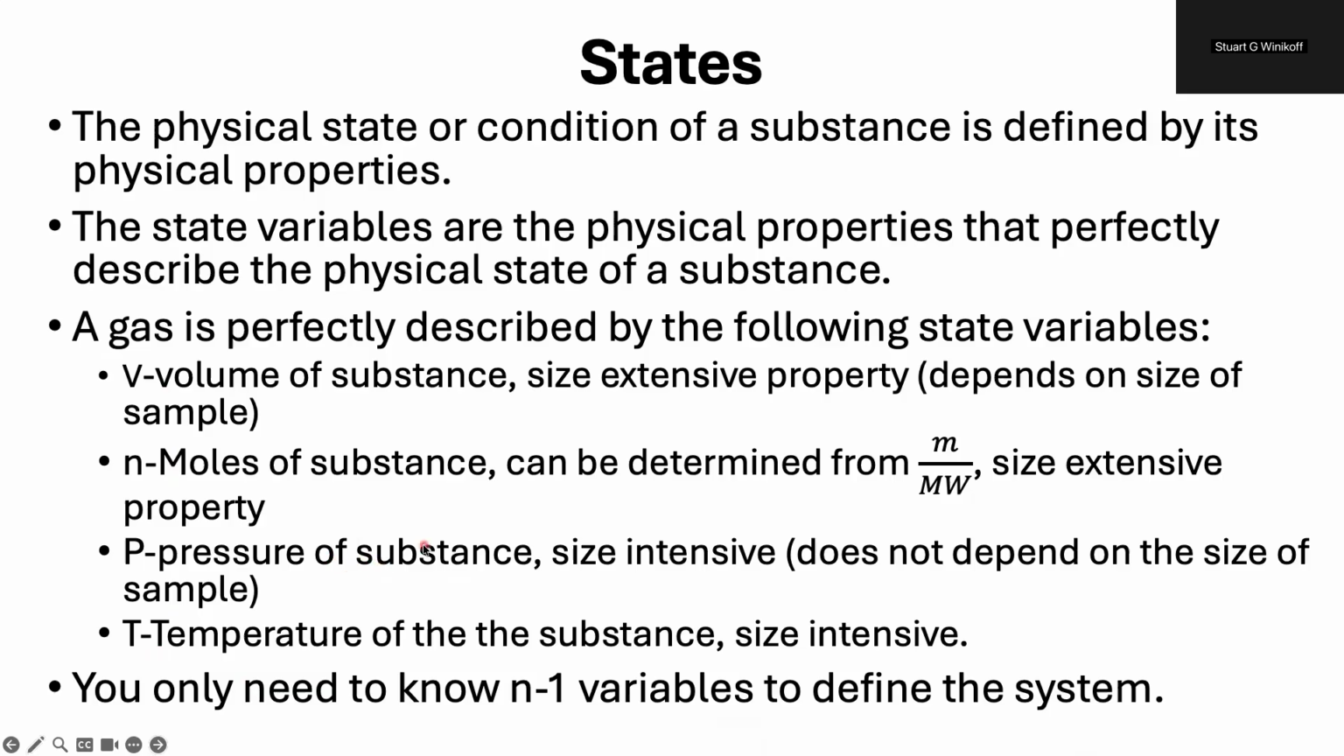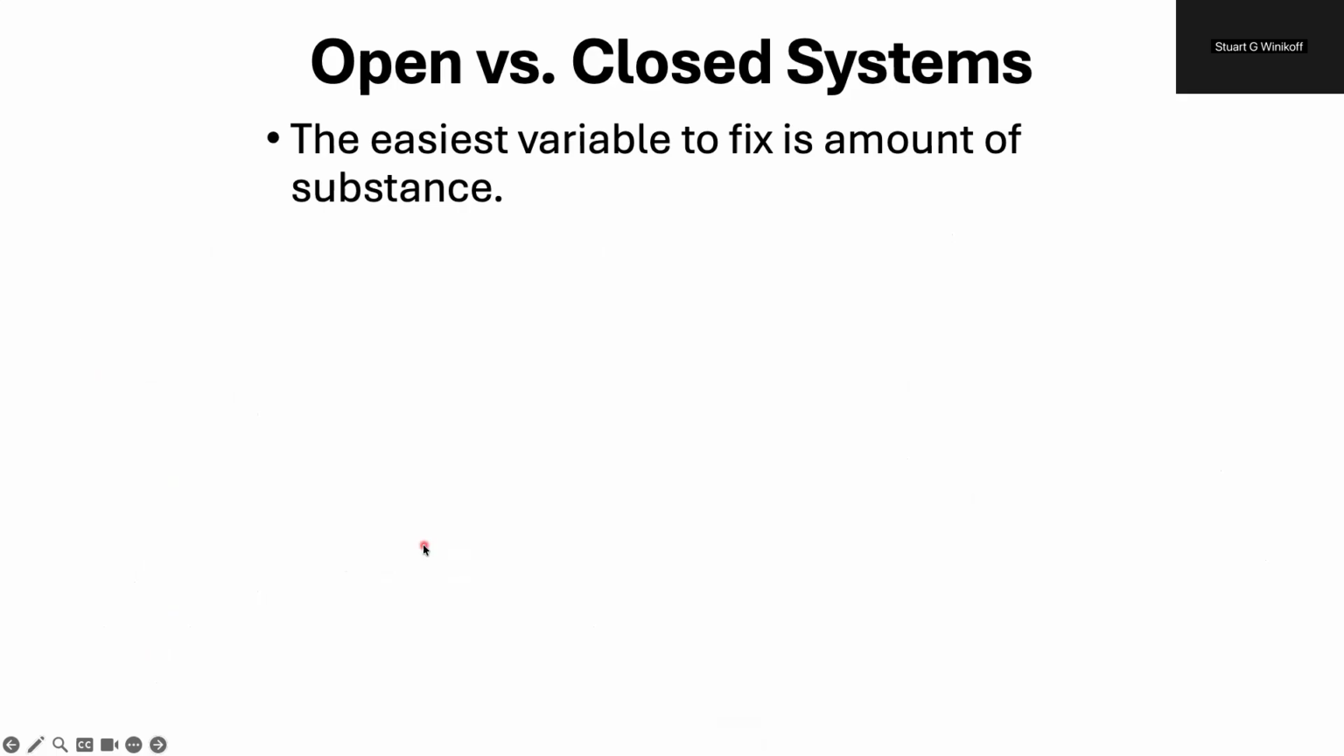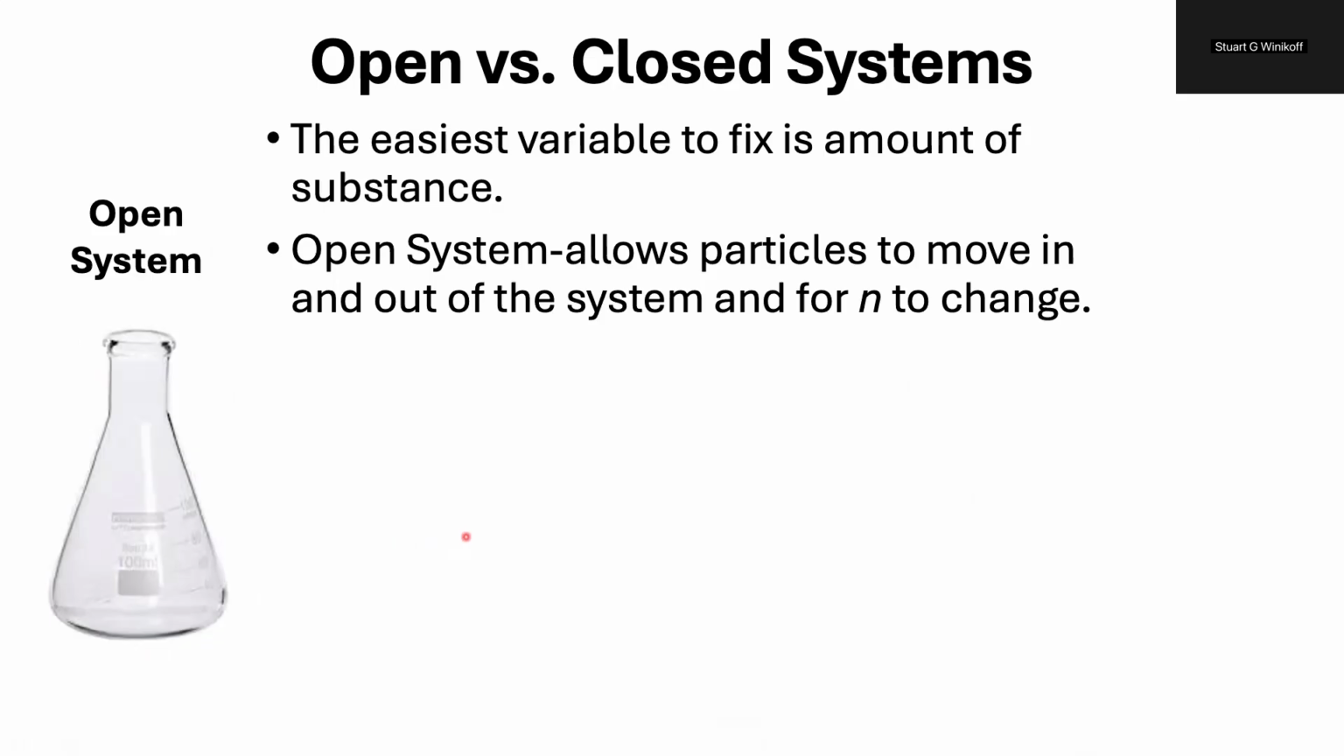And it turns out the easiest variable to fix is going to be the amount of substance, so the moles. And this one is actually relatively easy to fix because we can do this by defining our system. So for example, if I have an open system, these are going to be very problematic to handle because substance can either enter or exit the system. And this allows for the amount of substance to change. So if I've got an open flask, the moles of gas in there can go up or down freely, which makes it kind of a nightmare to study.